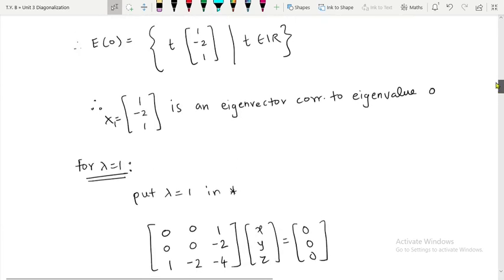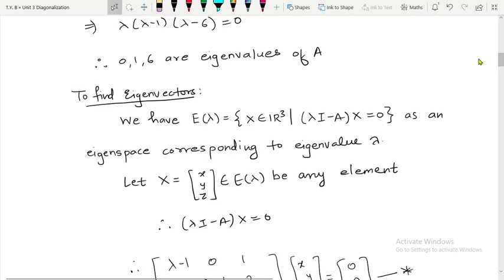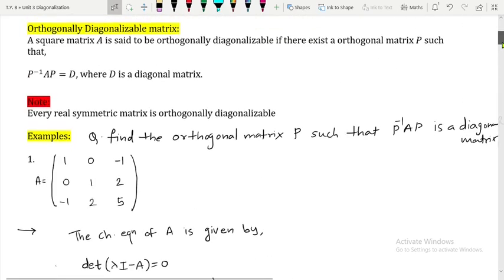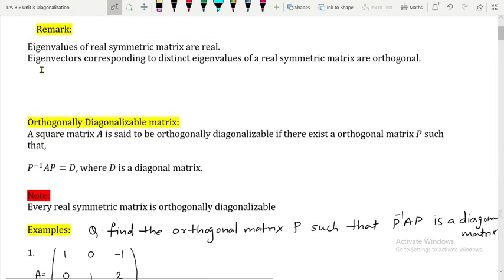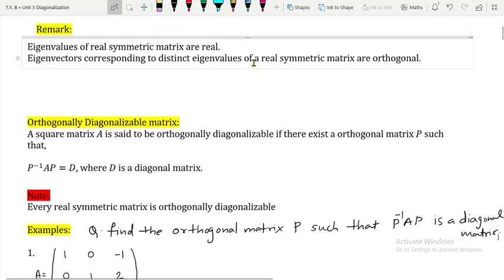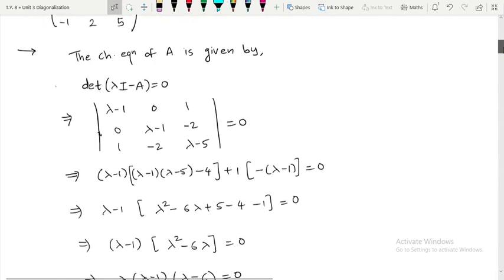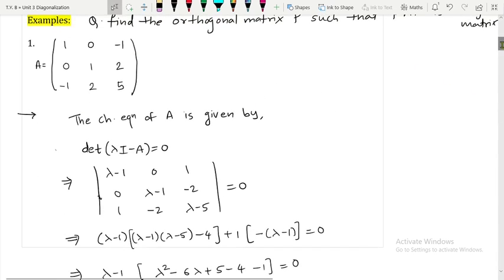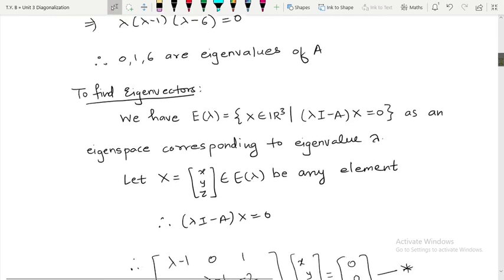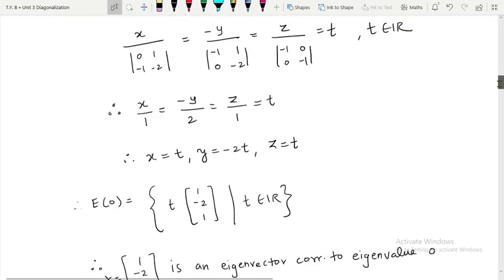And as well we know that the eigenvectors corresponding to distinct eigenvalues of a real symmetric matrix are orthogonal. See this, eigenvectors corresponding to distinct eigenvalues of a real symmetric matrix are orthogonal. So over here, since this is a real symmetric matrix and all the eigenvalues 0, 1, 6 are distinct, whatever eigenvectors we got, they will be orthogonal.